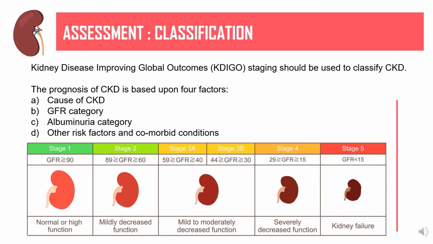If her GFR is less than 15 ml per minute, she can be considered as stage 5 or kidney failure. So she requires dialysis for continuing her life.